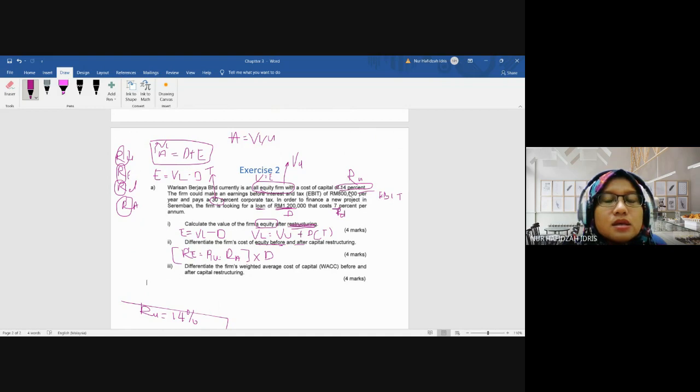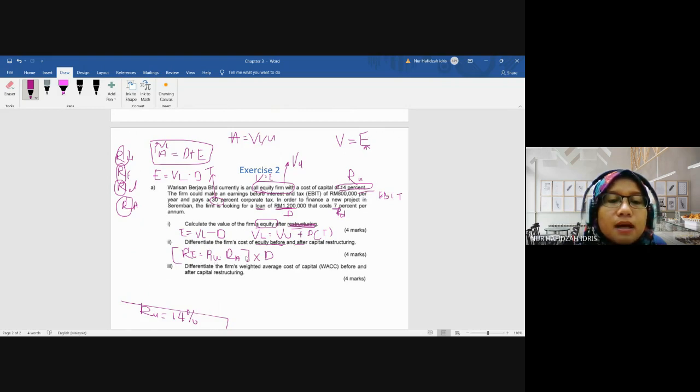Kalau without tax, the cost of capital of the firm definitely all belong to equity. Betul? Sebab company tak ada tax, tak ada debt. Bila company tak ada debt, V equal to E. Bila V equal to E, semua cost of capital akan jadi based on E. So that's why kita kata kat sini, without tax, RE, the cost of equity adalah dari RU.